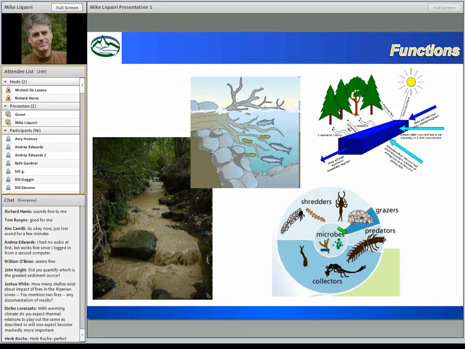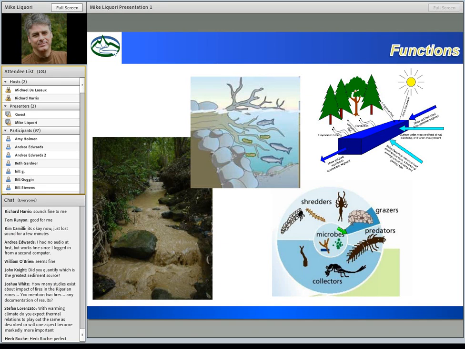Generally, air temperature is probably the strongest correlate to stream temperature. So as air temperatures increase, you're going to see corresponding increases in stream temperature. The only thing that can mitigate against that stream temperature increase when air temperatures increase is the contribution from hyporheic flow.